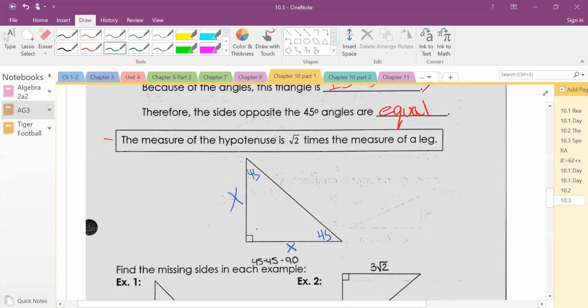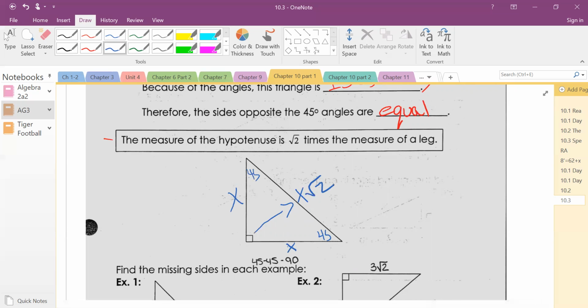How do we know that this is the hypotenuse? We know because it's across from the right angle. So what does it say? The measure of the hypotenuse is √2 times the measure of a leg. So we know the leg is going to be X. We just named any variable for it. So the hypotenuse is going to be X√2.